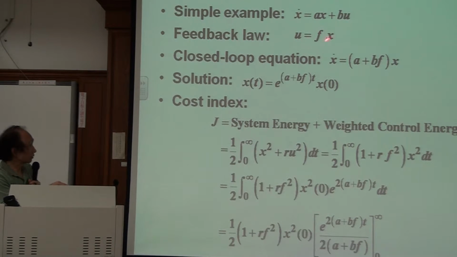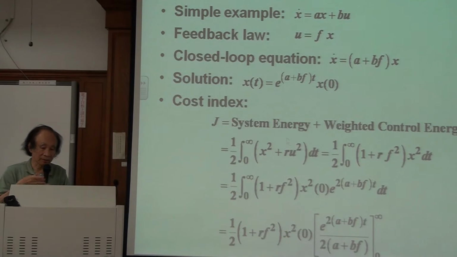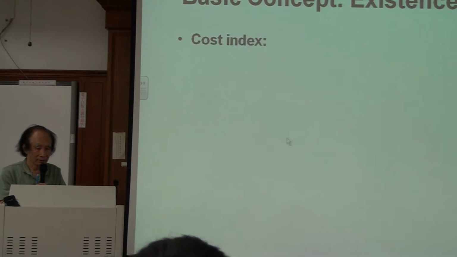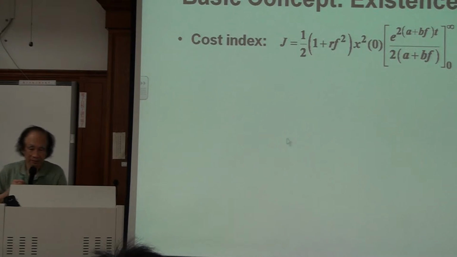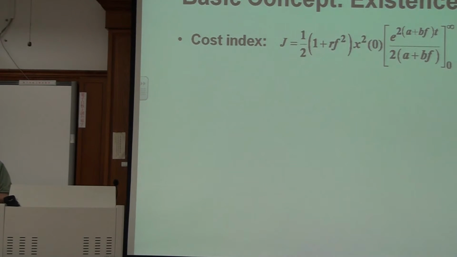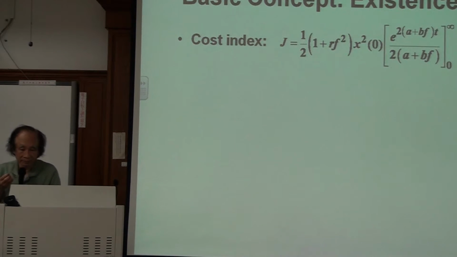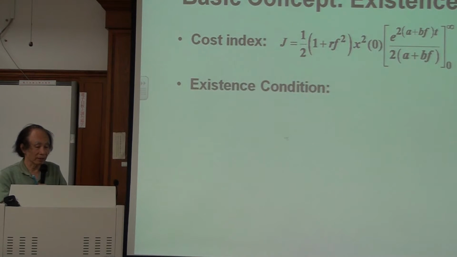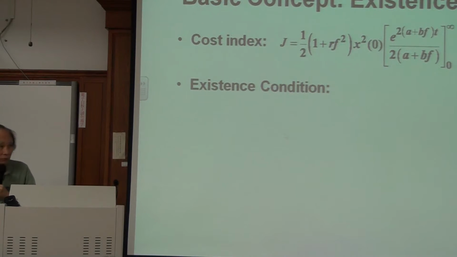Alright. Now, what we want to do is solve for F. What is F? And how is F related to our cost index? That's my cost index with F here. There are some cases we have to understand now: existence conditions. We have an infinity here.